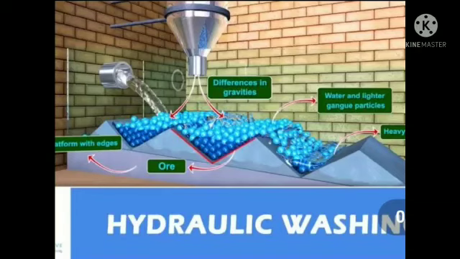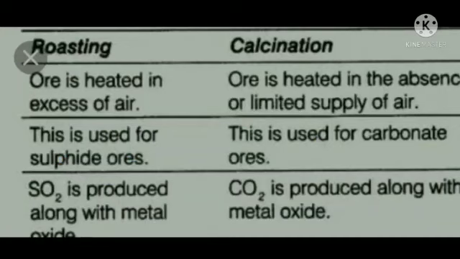The next step is roasting and calcination. After concentrating the ore, we are going to do a new step called roasting and calcination. Do you know what roasting and calcination are? See, roasting means the ore is heated in excess air, whereas calcination means the ore is heated in the absence of air, or we have to give a limited supply of air. So that is the difference between roasting and calcination.